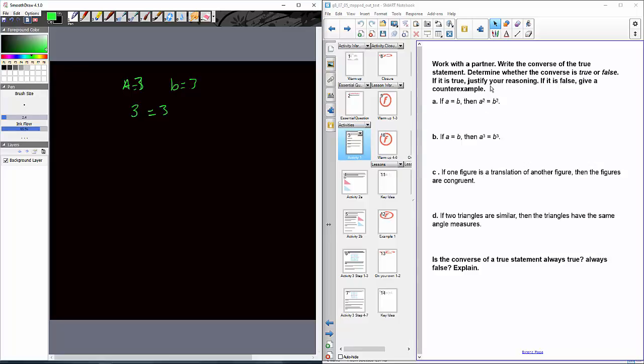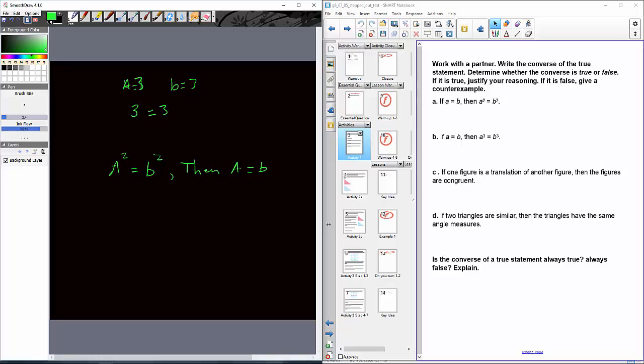But the converse means let's now flip the order. So I'm going to write this down. A squared equals B squared. Then A equals B. And we'll see if this is always true, right? So I just flipped the order of these things to see if it was still a true statement.